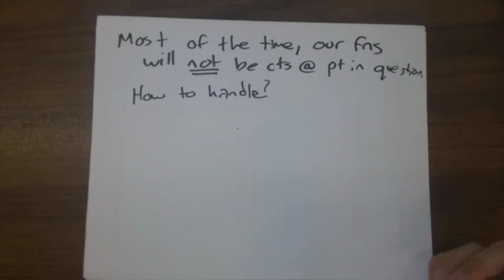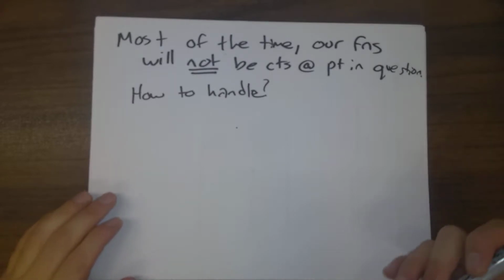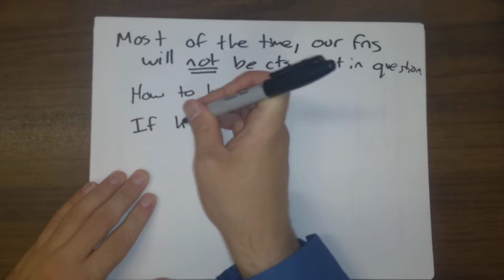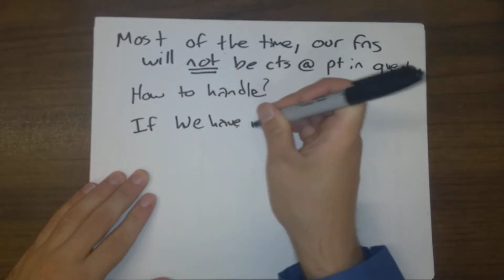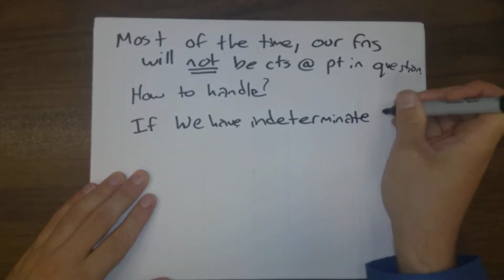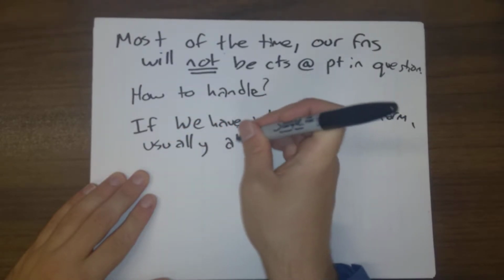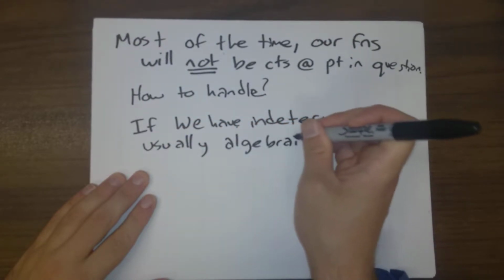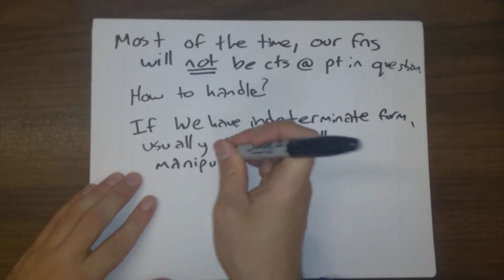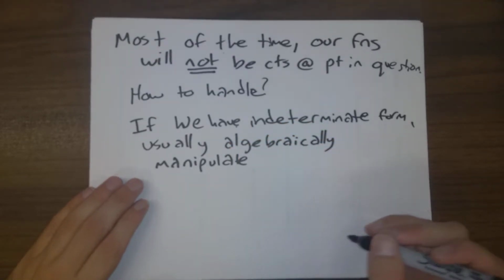Well, we'll see in this section, our most important cases are going to be in something called indeterminate forms. So if we have an indeterminate form, which I'll have to tell you what that means in just a moment, we can usually algebraically manipulate the function that we're taking the limit of to get something where we can apply substitution.